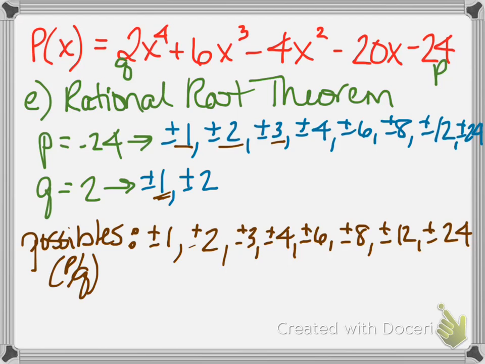Then I go through my P's again, but this time I use the 2. So 1 divided by 2 is 1/2. 2 divided by 2 is 1, I have that already, so I don't have to rewrite it. 3 divided by 2 is 3 over 2. Notice we leave the fractions, we don't go to the decimals. 4 divided by 2 is 2, that's already there. 6 divided by 2 is 3, already there. 8 divided by 2 is 4, already there. 12 divided by 2 is 6, already there. And 24 divided by 2 is 12, which is already there, so I don't have to list them again.